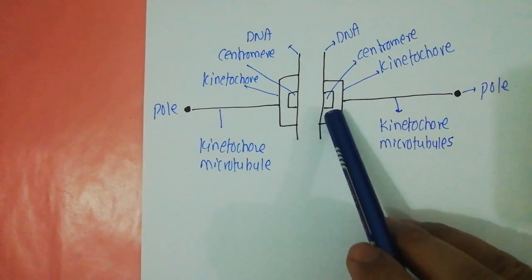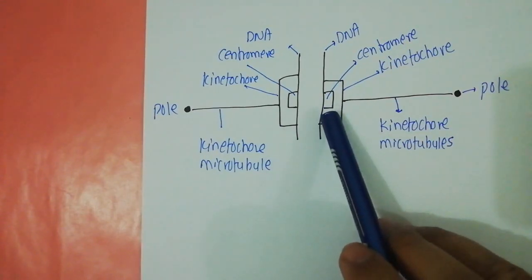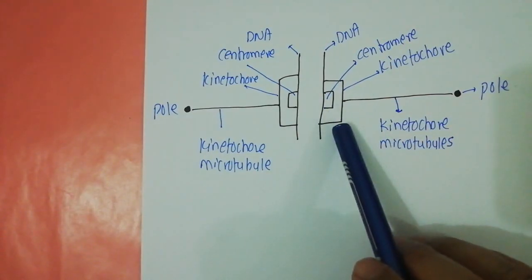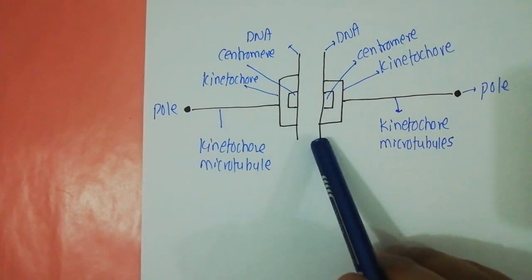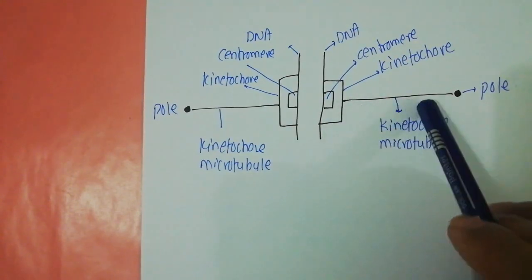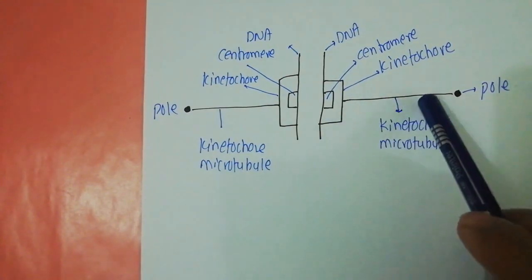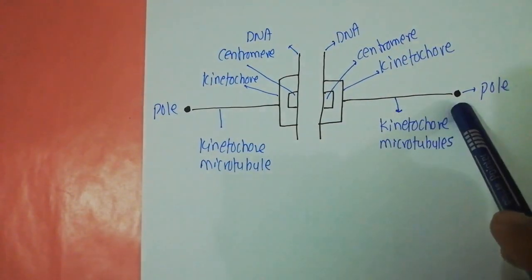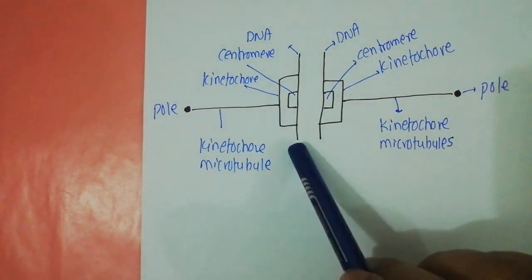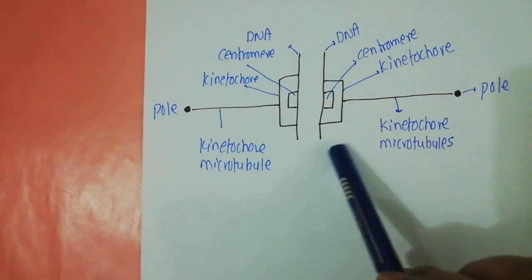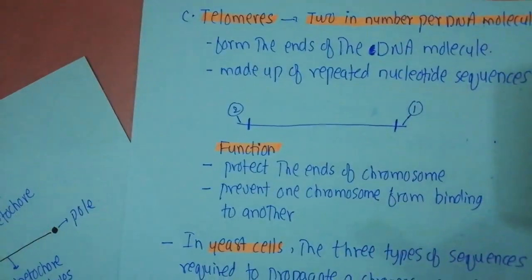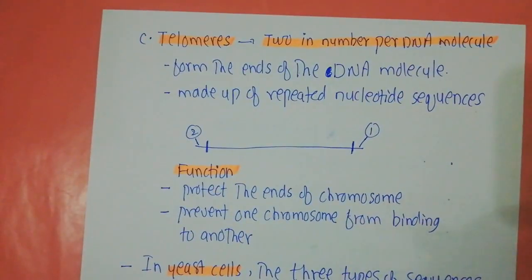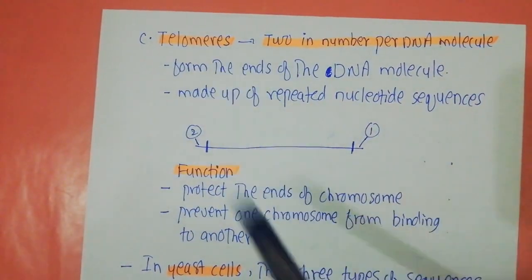So if you do not have any centromere in a DNA, that means that the kinetochore microtubule will not be able to attach to the DNA. And if it is not able to attach, you cannot attach a DNA molecule to the kinetochore microtubule, and hence to the opposite pole, so you will not be able to separate the DNA molecules from each other faithfully. The third important region that should be present in the DNA molecule is the telomeres.